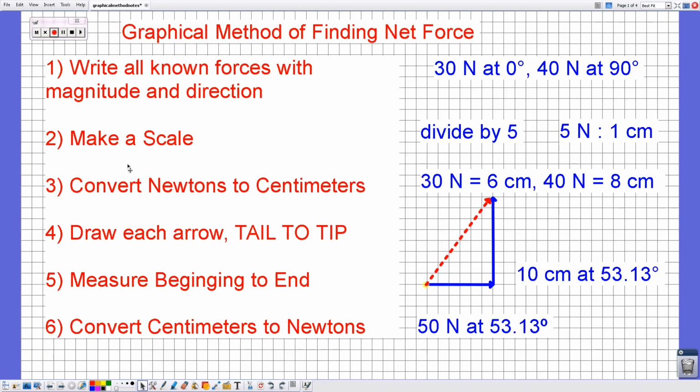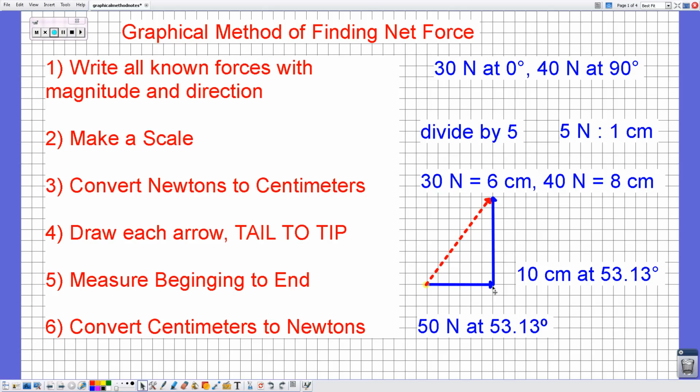There. Which is step 3, convert newtons to centimeters. Now we're just going to draw it. So here I am, I'm going to start here, random point, and I'm going to draw my arrow 6 centimeters at 0 degrees. Well, that angle is straight to the right, so I'm just going to draw that 6 to the right. 1, 2, 3, 4, 5, 6.